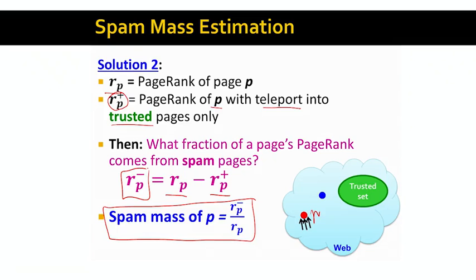And this idea is better than the first solution to our problem because here the question whether a page is spam or not does not depend on the absolute value of its PageRank score. It depends on the relative value, when we compare how much of the PageRank score of a page comes from the trusted part of the web and how much of its PageRank comes from the untrusted part of the web. And the ratio between these two quantities tells us how spammy a web page is.